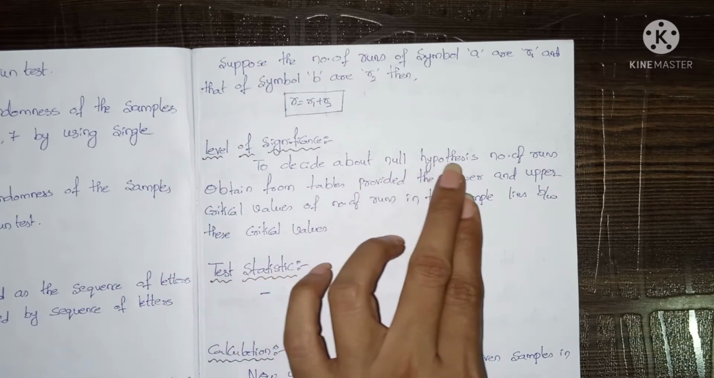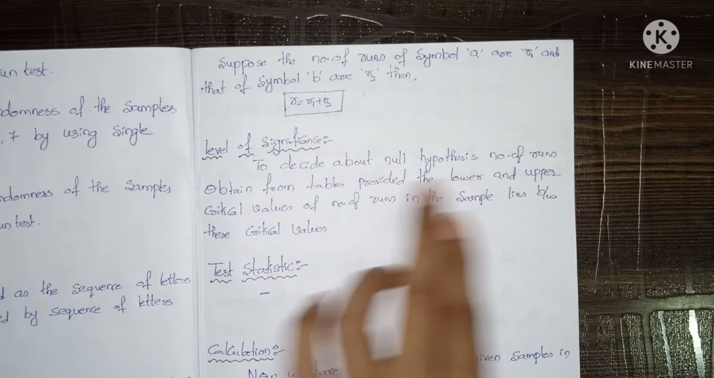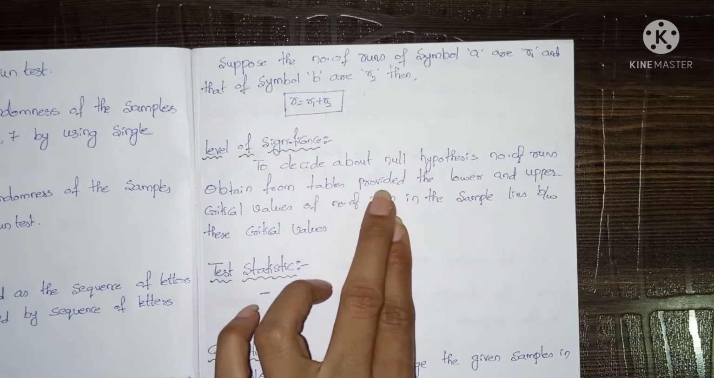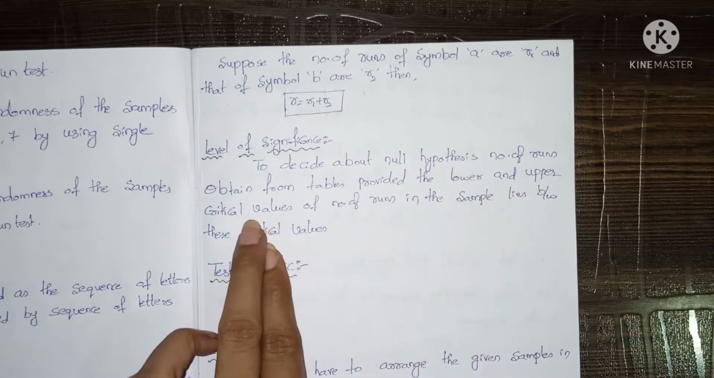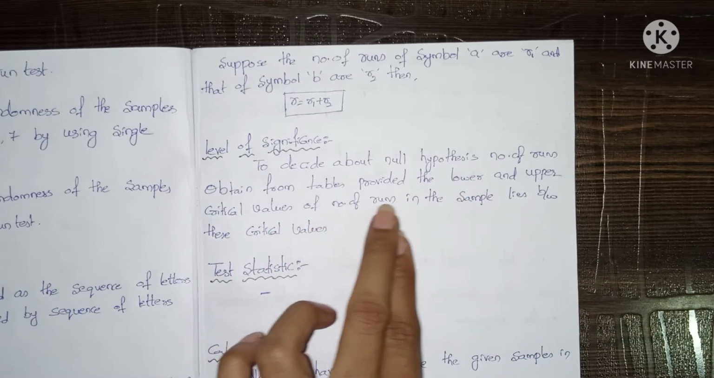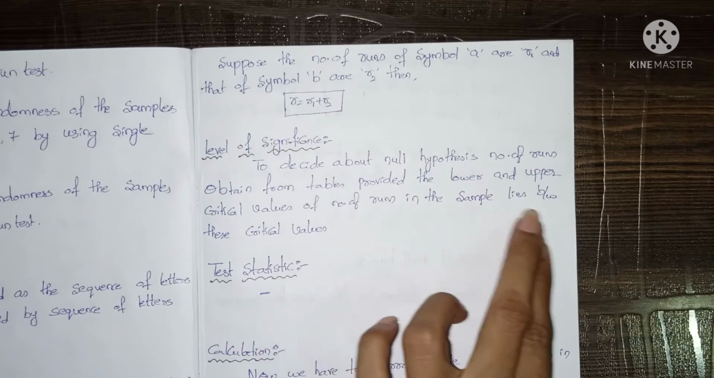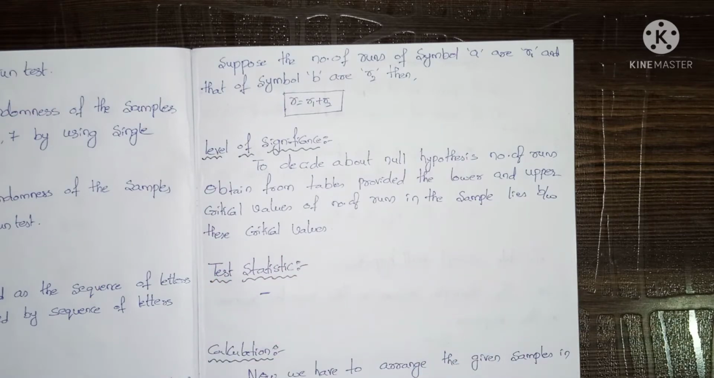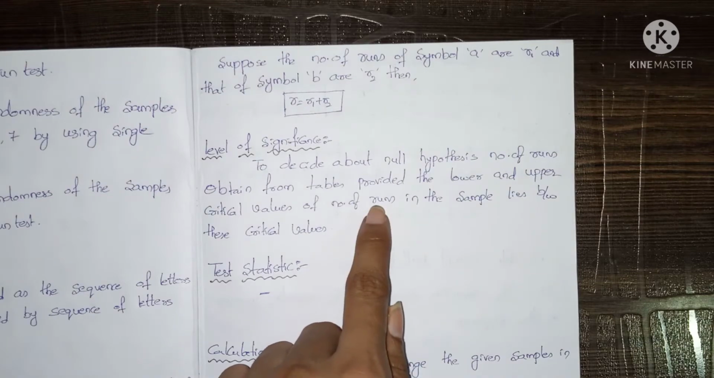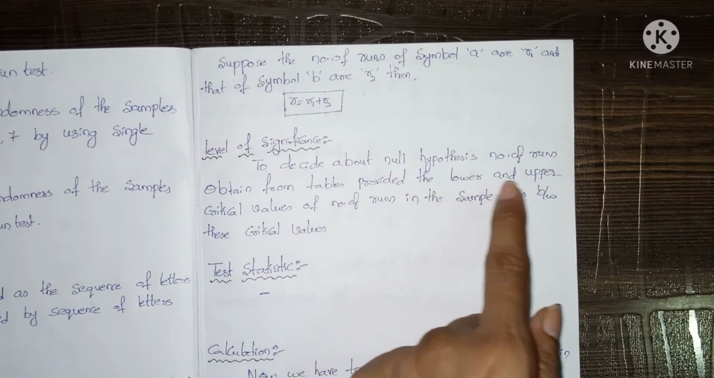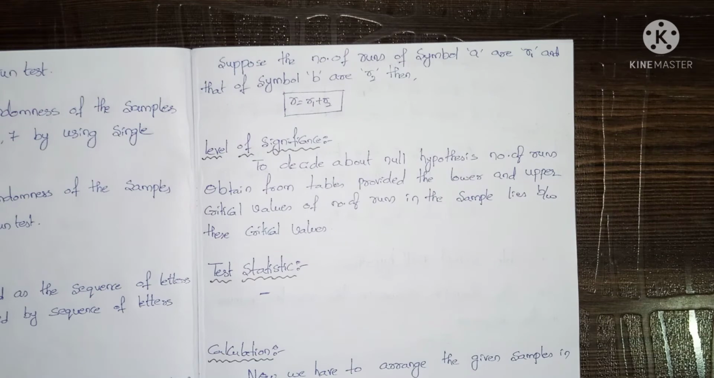To decide about the null hypothesis, the number of runs obtained is compared with the lower and upper critical values of number of runs from the tables, and we check whether the number of runs in the sample lies between these critical values. So we have to find the lower and upper critical values, which we collect from the table. After that, we see whether the number of runs lies between those lower and upper critical values or not.